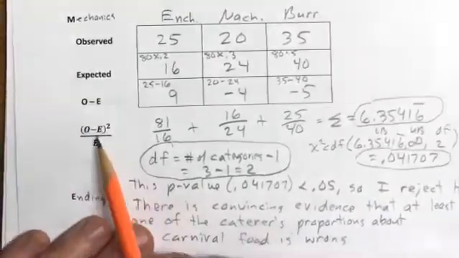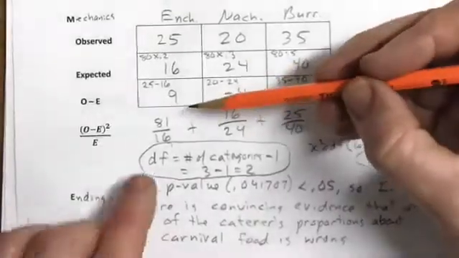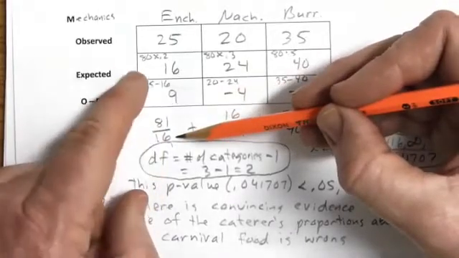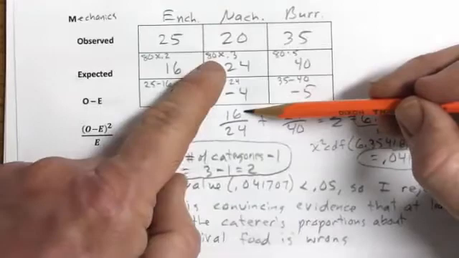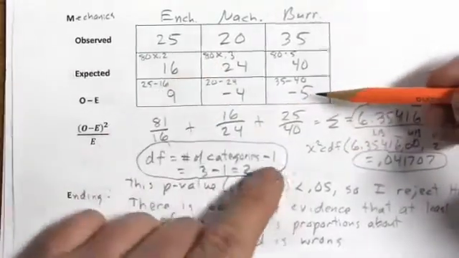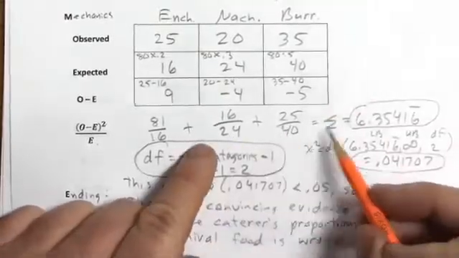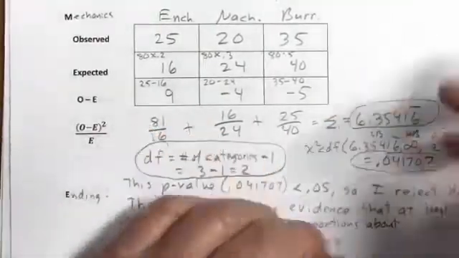Okay, and then the observed minus the expected squared over the expected. So to get this, I just square that, it's 81, and divide by the expected value of 16. For this one, I square -4 and get 16 and divide by the expected of 24. With this one, I square -5 and get 25 and divide that by 40. I add these up, and that right there is my chi-square test statistic.